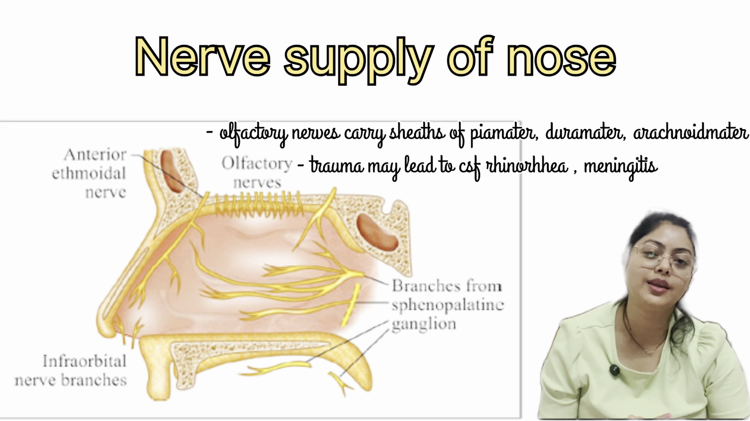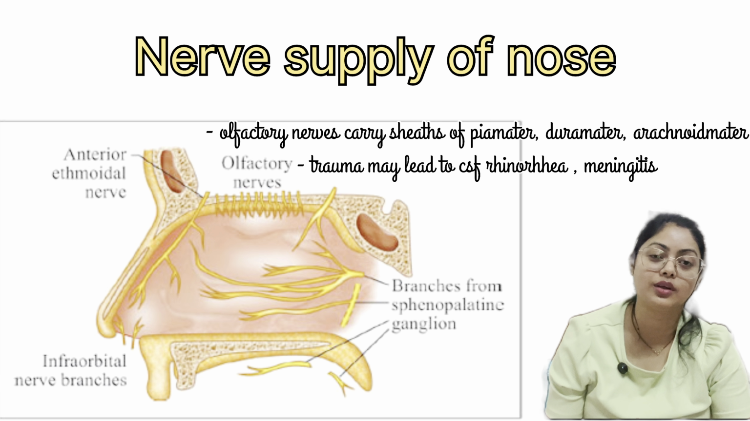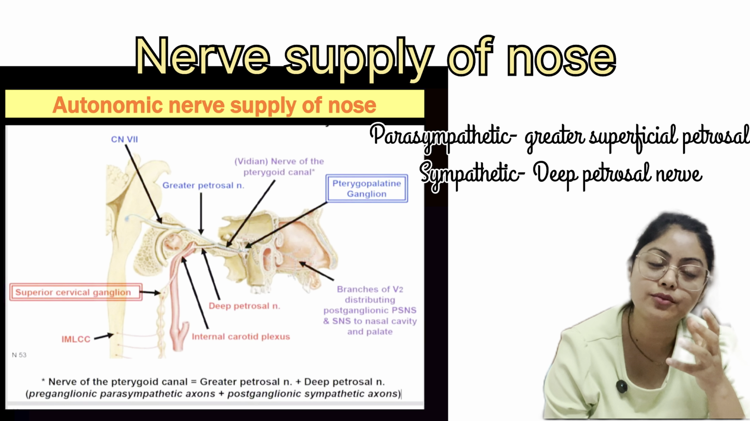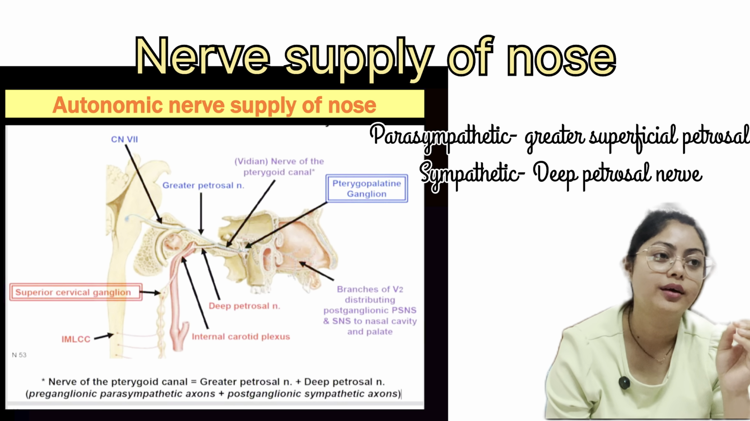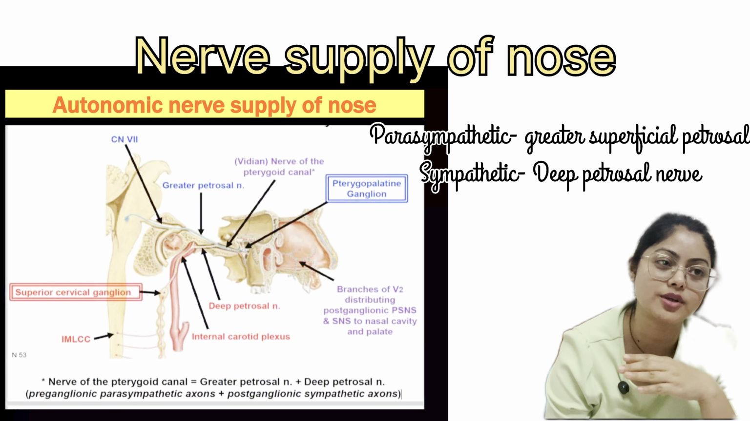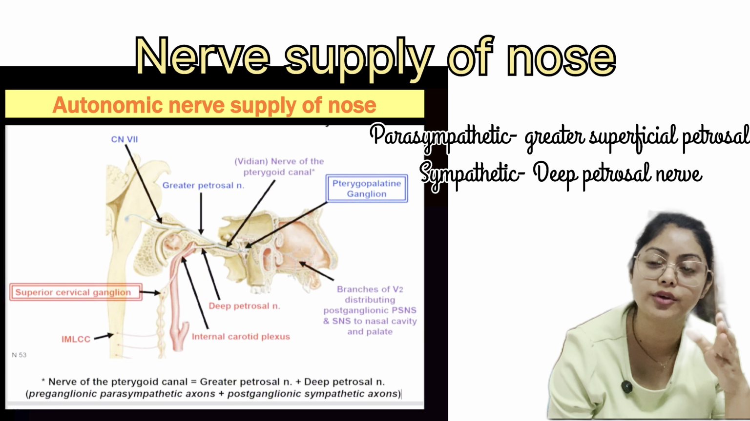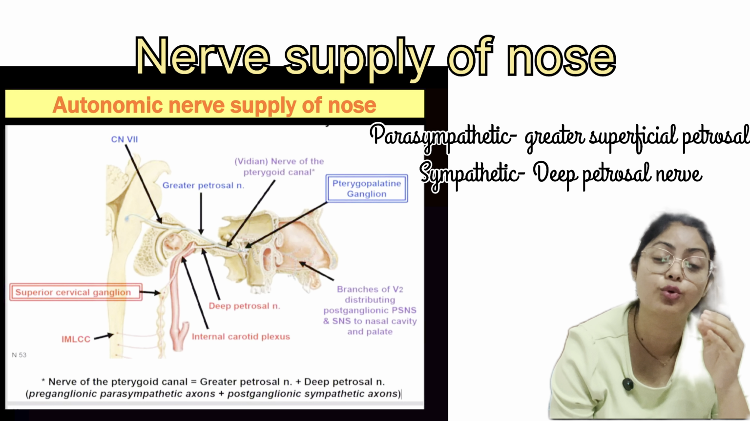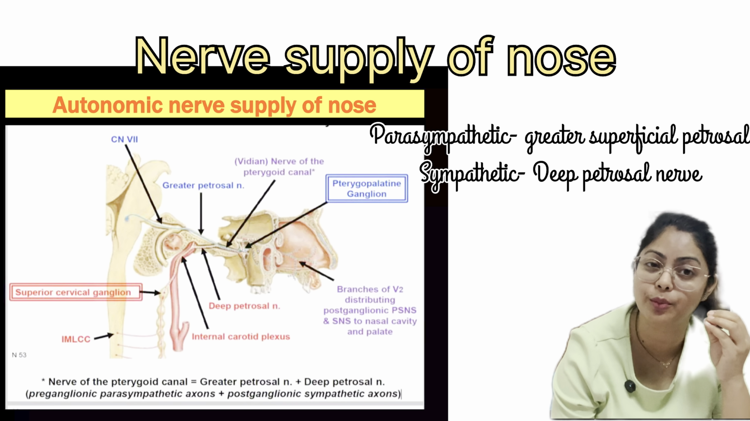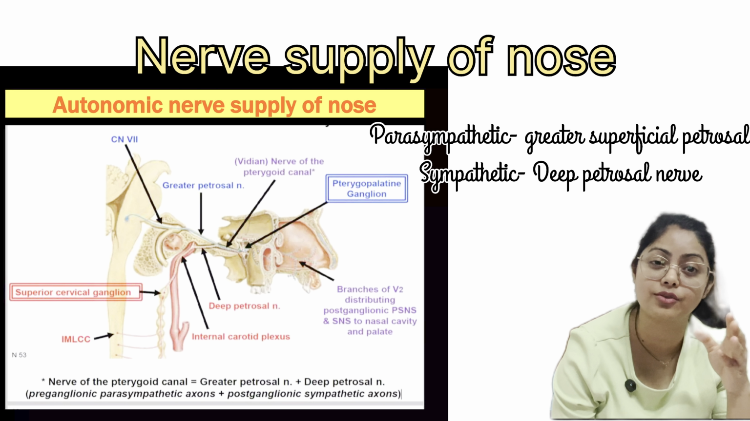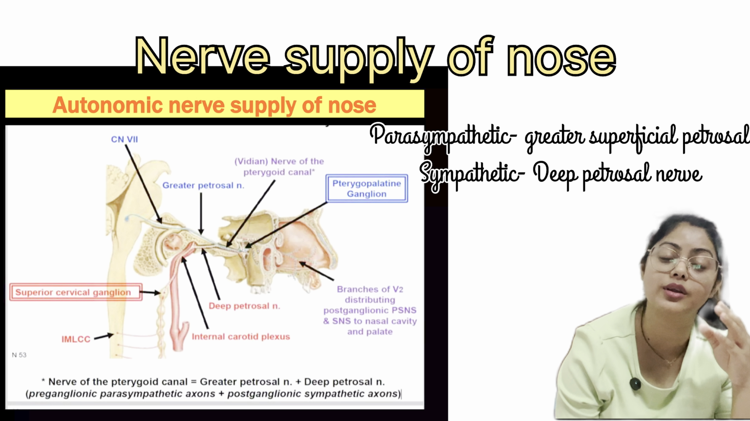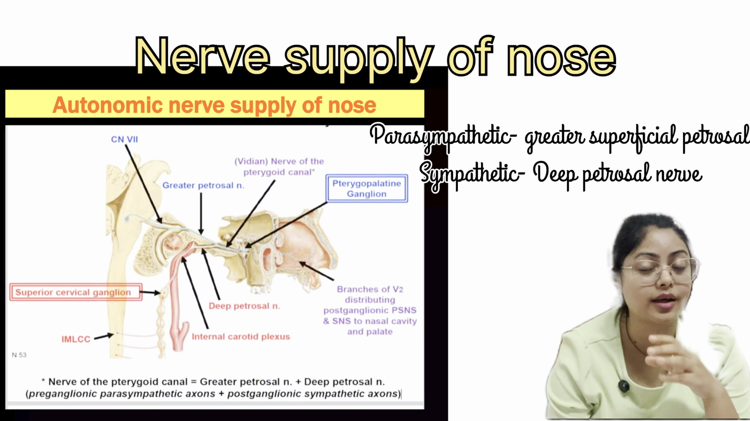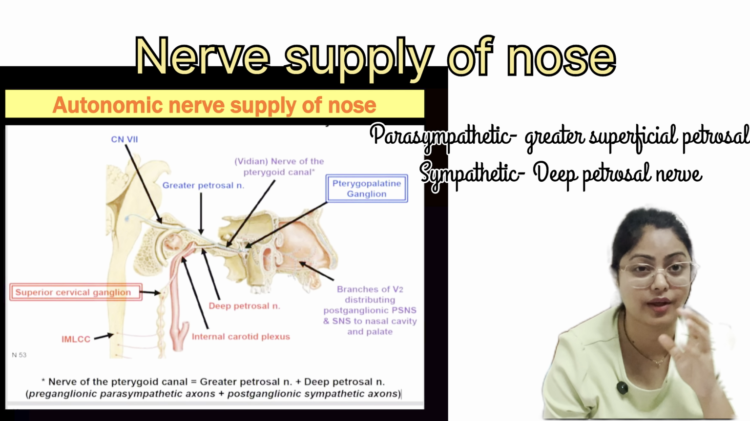Nerves of common sensation are mainly the anterior ethmoidal nerve, branches of the sphenopalatine ganglion, and branches of the infraorbital nerve. The autonomic nerves are the parasympathetic and sympathetic supply. The parasympathetic nerve fibers are mainly supplied by the facial nerve, and they relay in the sphenopalatine ganglion through the greater superficial petrosal nerve. They then supply the nasal cavity, mainly the nasal glands, and control the nasal secretions. They also supply the blood vessels of the nasal cavity, and hence are responsible for vasodilatation as well.